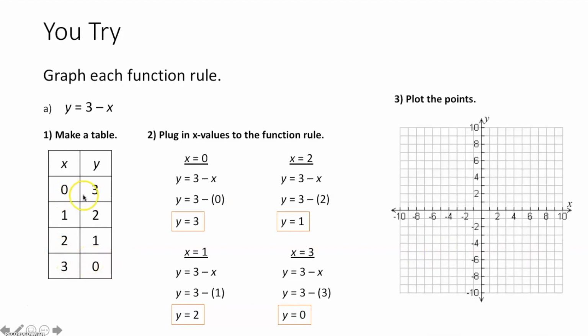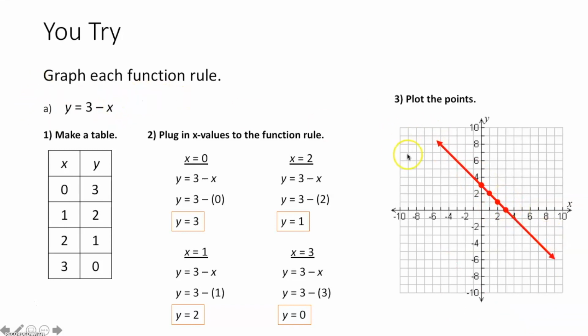So let's do it. 0, comma 3. I go over 0 on my x-axis, up 3 on my y-axis, put a point. 1, comma 2. I go over 1 on my x-axis, up 2 on my y-axis, put a point. 2, 1, I go over 2 on my x-axis, up 1 on my y-axis, put a point. And then 3, 0, I go over 3 on my x-axis, up 0 on my y-axis, put a point. And now I draw a line through those, and I've successfully graphed my function rule.